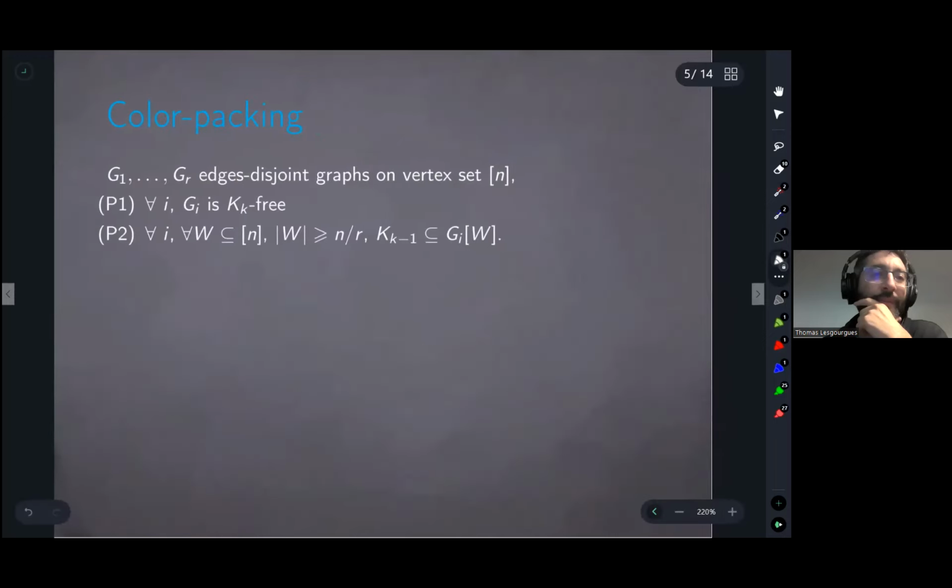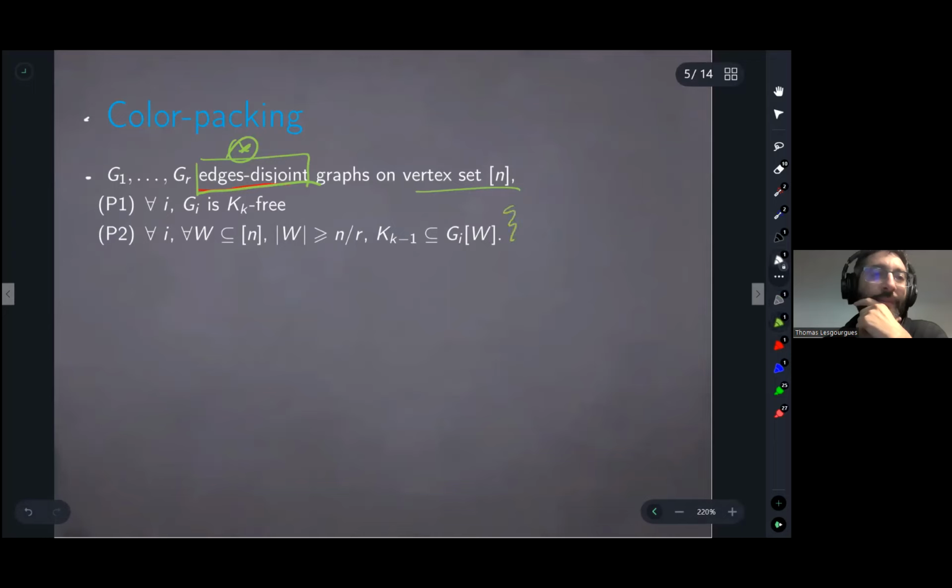So the journey starts with something we call color packing, and it's a concept introduced in that article by Fox, Wigderson, Pearson, and Sudakov in 2016. You don't need to read the definition exactly, but what you need to remember is that a color packing is a set of graphs, G1 to GR. They are edge disjoint, that's very important. And actually, I'm going to put that one in green because we're going to follow that condition in different parts of the proof. And they are on the same vertex set of size n, and they have these two specific properties.